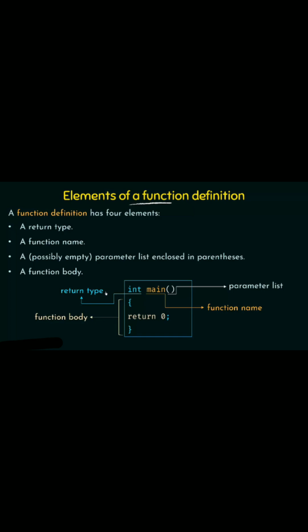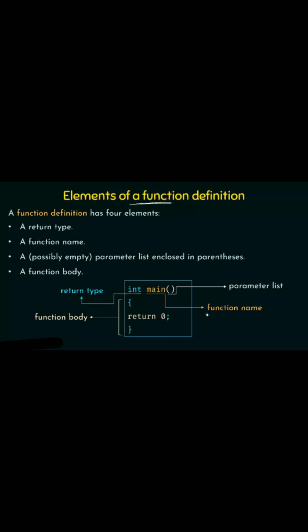That is specified by the return type. So here it is written int, which stands for integer. That means what this function is going to return is an integer type. Then we have this main, which is a function name. So main is the name of the function.